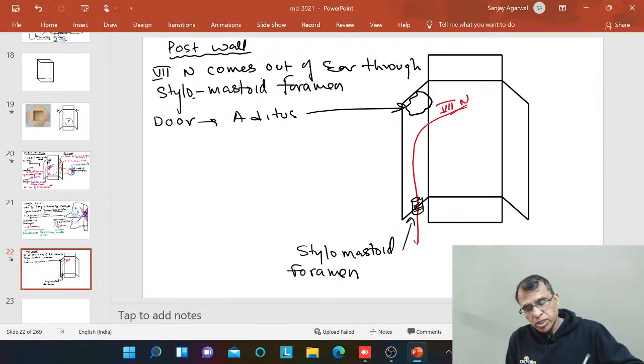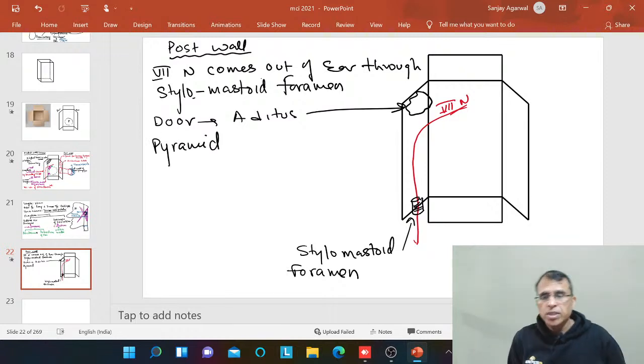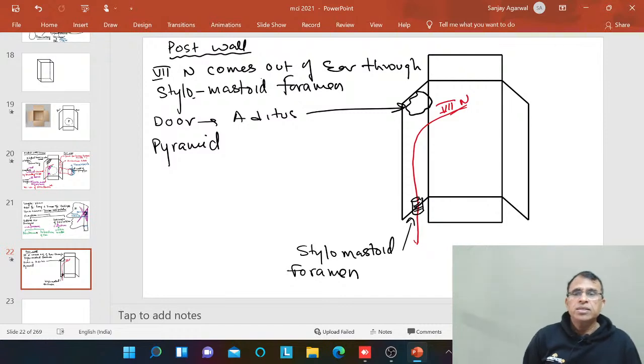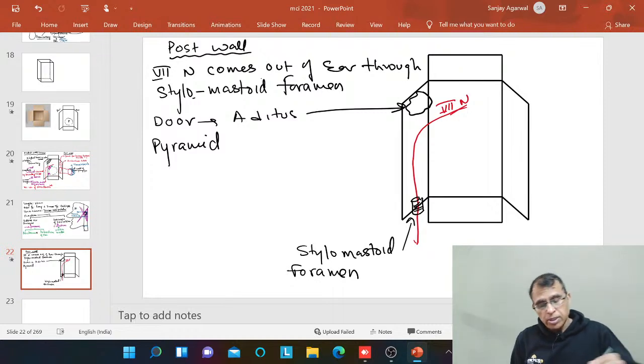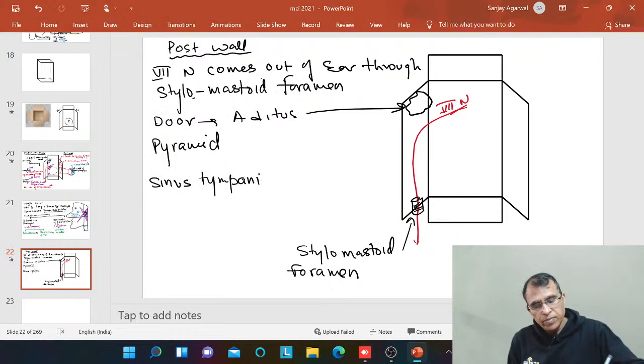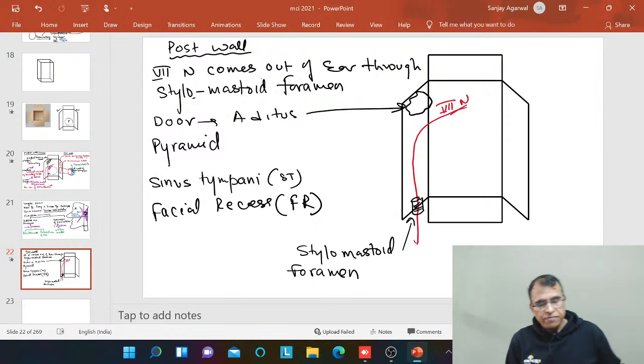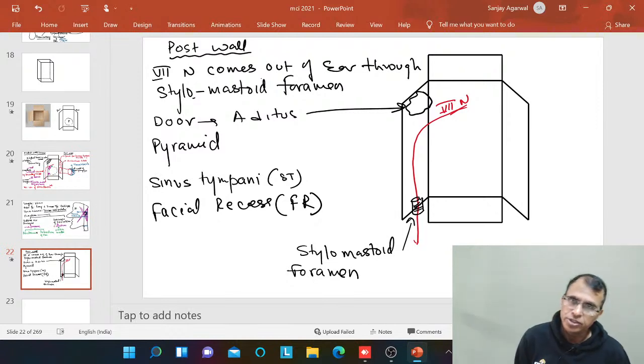One is a bony projection called the pyramid. It is a bony projection, and you must have guessed why the name is pyramid. The shape of this bone is like a pyramid, so the name is pyramid. Then there are two areas, one is called sinus tympani, ST, and facial recess, FR. ST and FR. ST is sinus tympani, FR is facial recess.